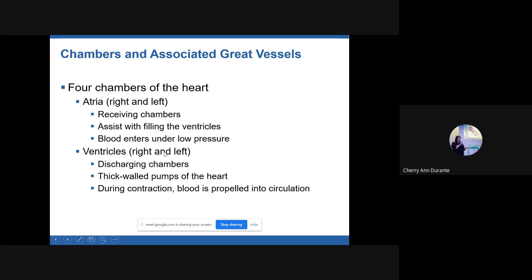So in the atria, mas maliit yung pressure as compared to the ventricles. Now, the ventricles are your exit chambers, meaning they discharge the blood from the heart. They are usually thick-walled, okay, and they propel the blood into the circulation during contractions. So, as I've told you, ito yung kanyang action.